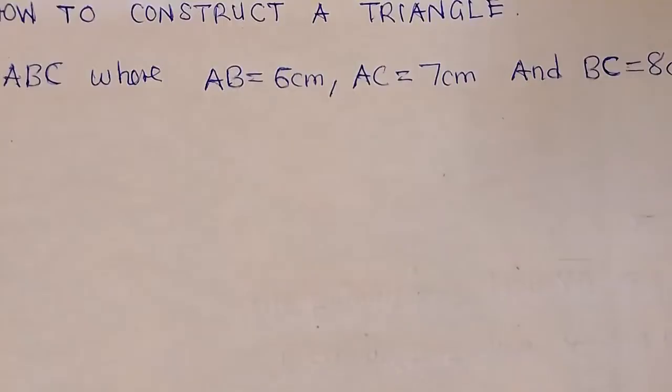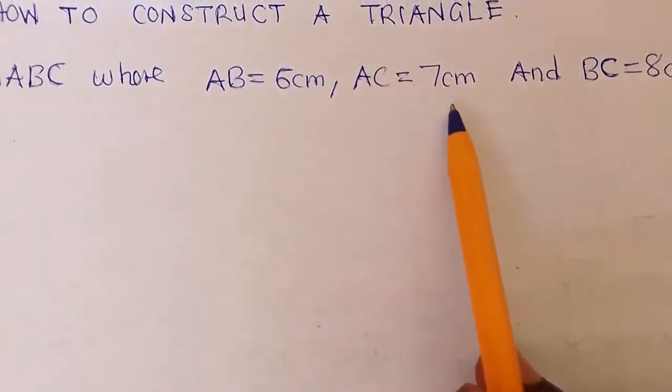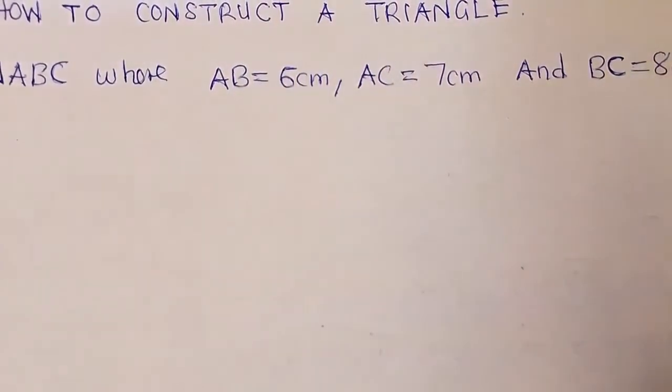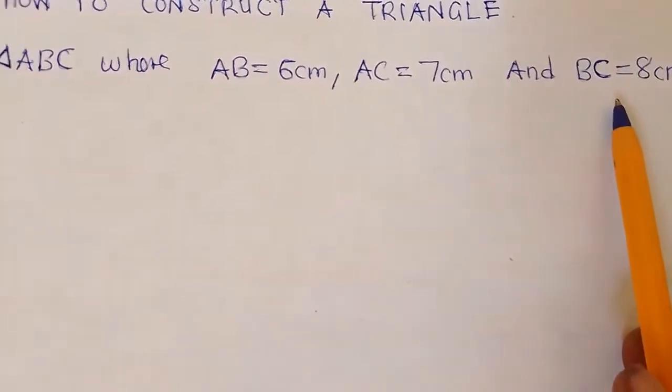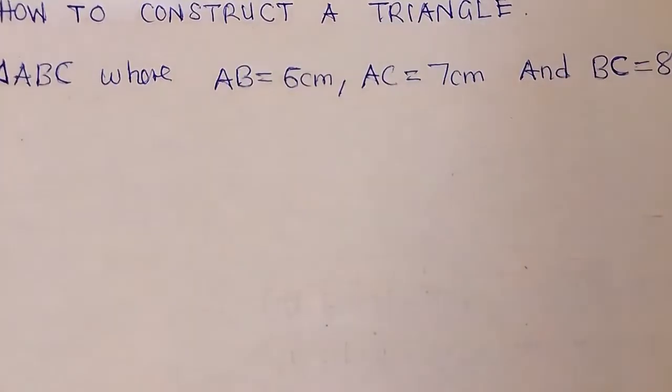We are given these points here. So we are given that AB is equal to 6 centimeters, AC is equal to 7 centimeters, and BC is equal to 80 centimeters. These are the points which we are given, or the measurements. So now we want to learn how to construct a triangle. How can you construct a triangle?